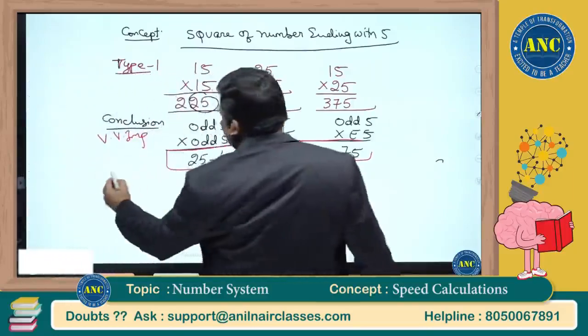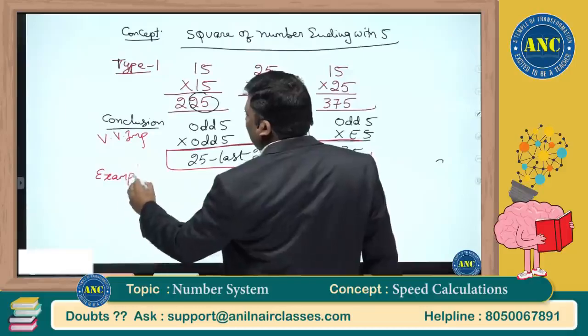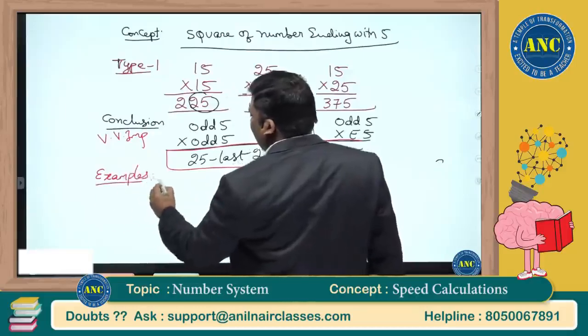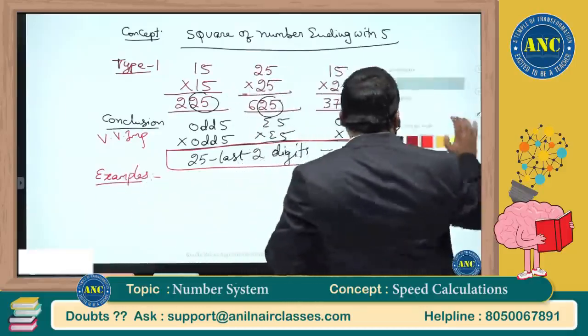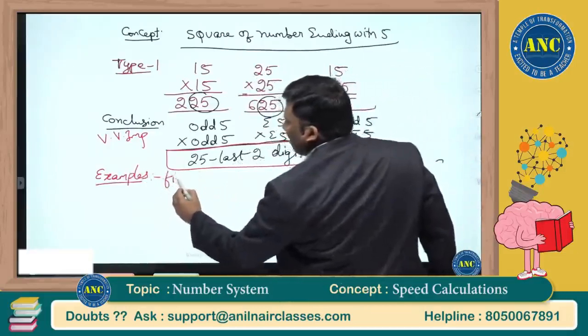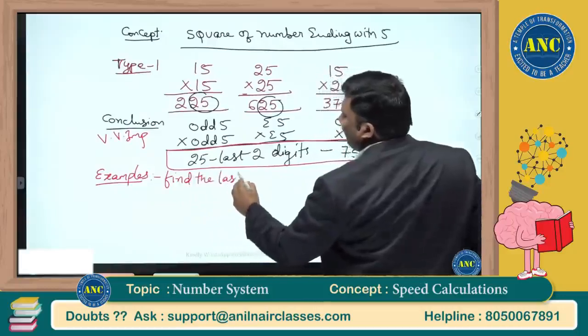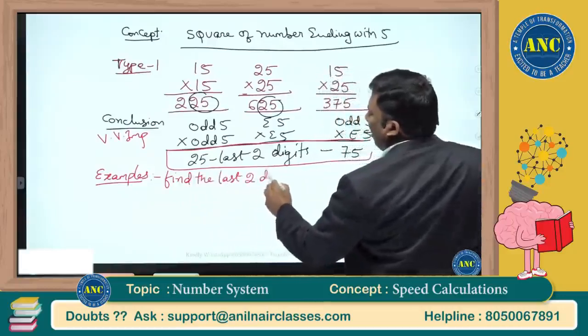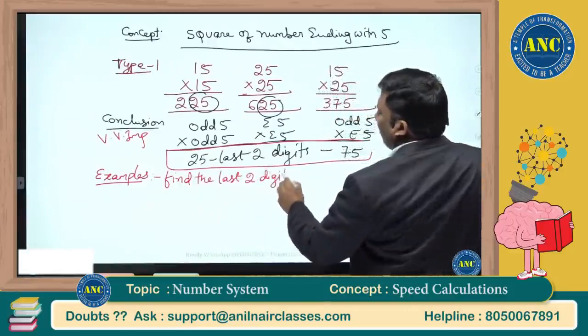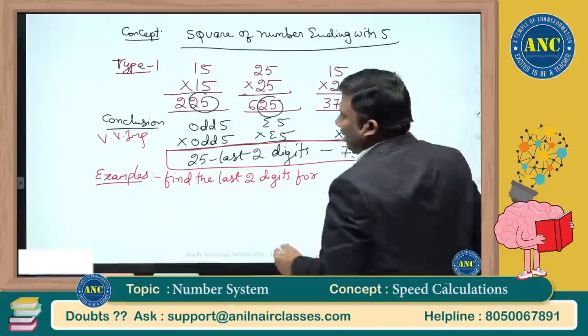This is the concept. Now let us do examples. Once we do examples, then the idea will be very, very clear to you. Each and every concept, I will do as many examples as possible. Find the last two digits for. Now see the first example.